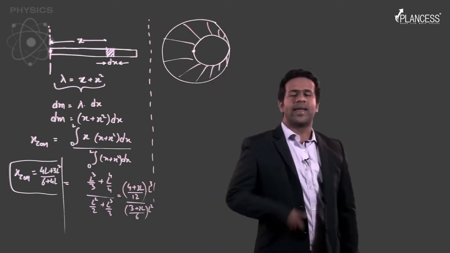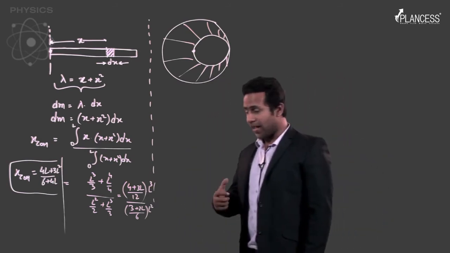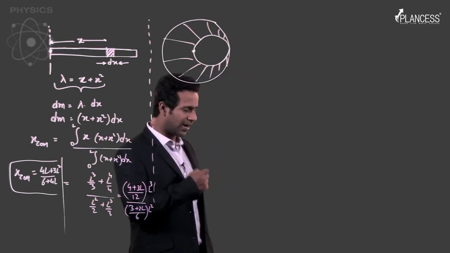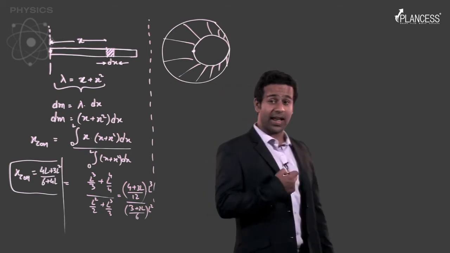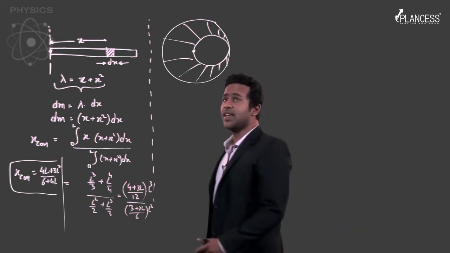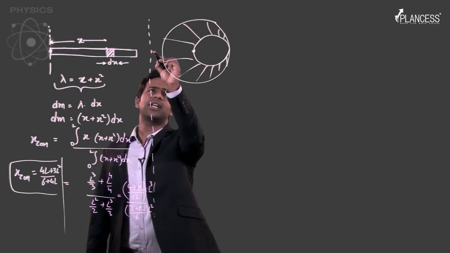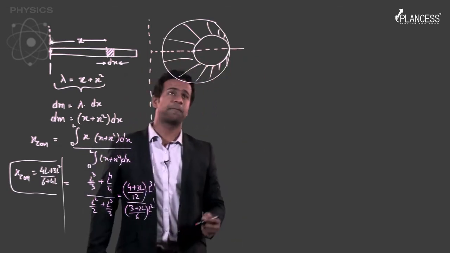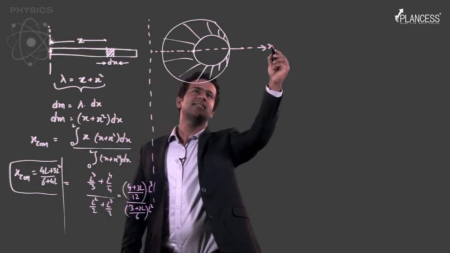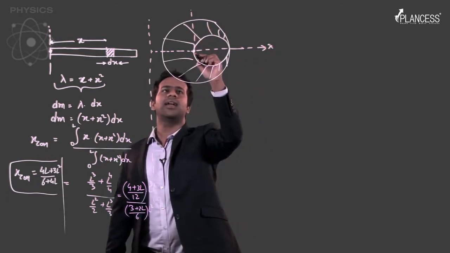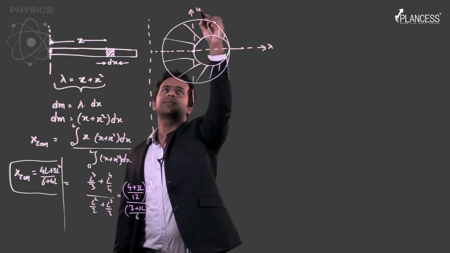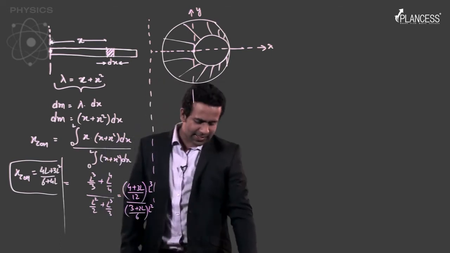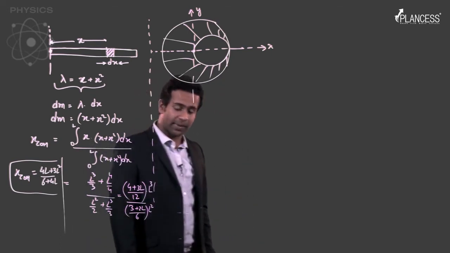So whenever you're given such a case, any general body where you have to find center of mass, always first try to see if there is any line of symmetry. In this case, you can see that this particular diameter, the one that I've drawn, is a line of symmetry. So let me call this x-axis and let me draw a perpendicular line and call it y-axis. So I can clearly see that the x-axis is the line of symmetry, right?